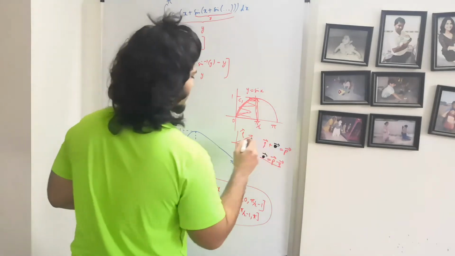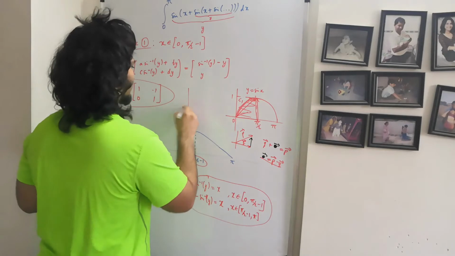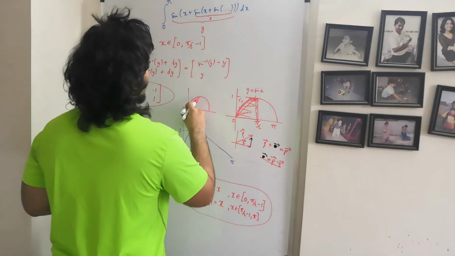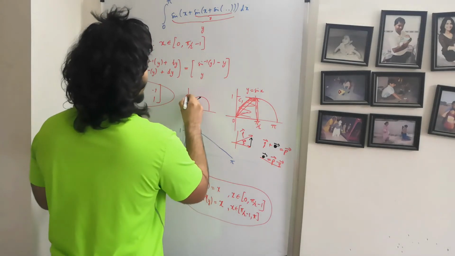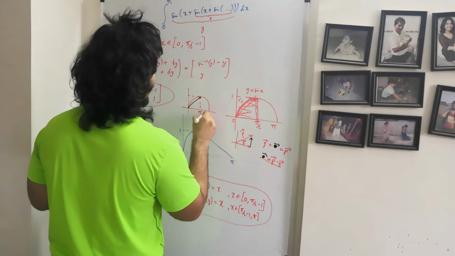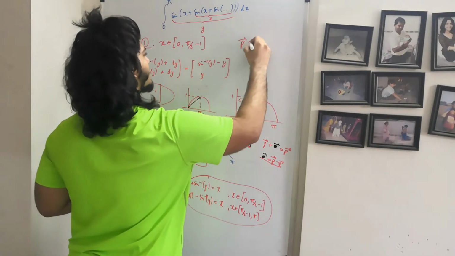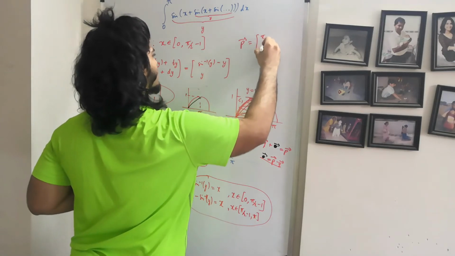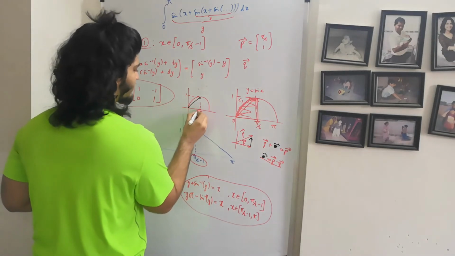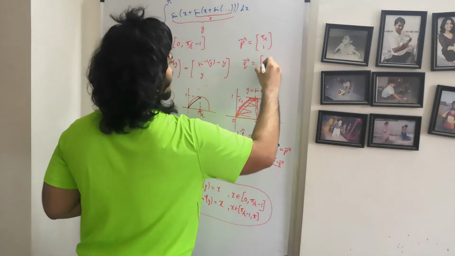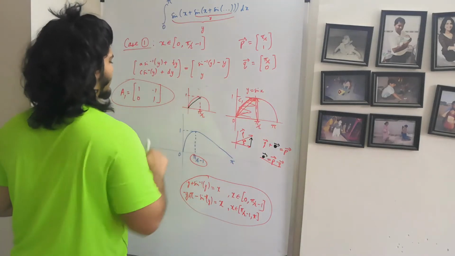Well, what is P vector? If you look carefully, P vector is right here. That diagram is getting a bit messy, so maybe I should draw it here. So this is P vector with its tip at pi by 2, 1, right? So P vector is equal to the vector pi by 2 and 1. And what is Q vector? Well, it has its tip at pi by 2, 0. So that is equal to pi by 2 and 0. And of course we have the y equals sine x graph.